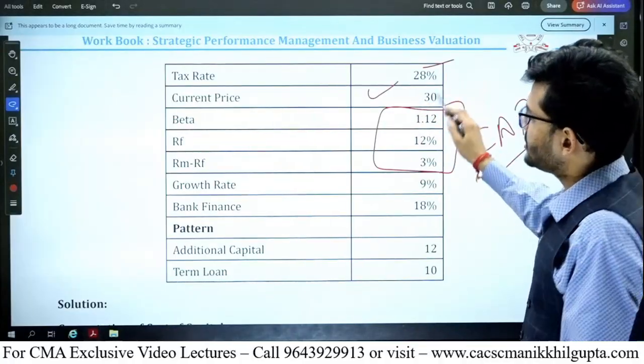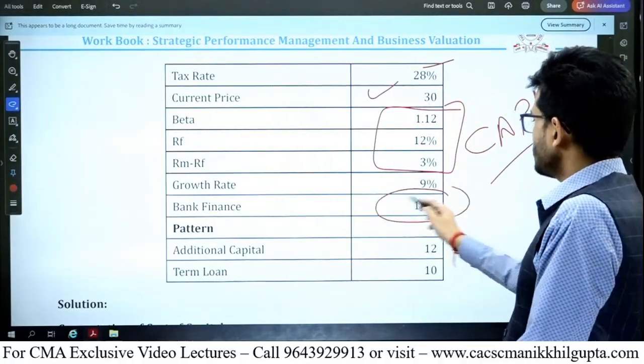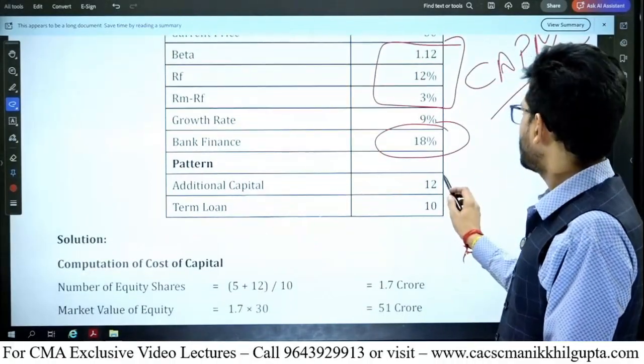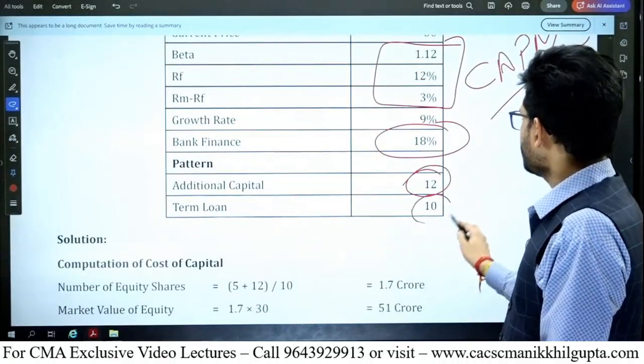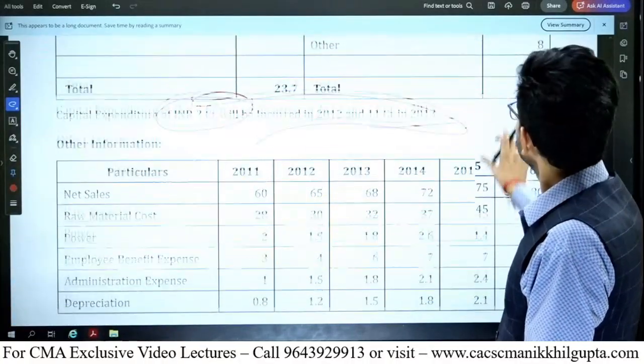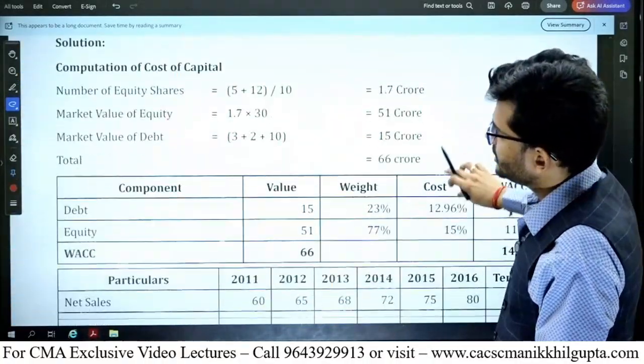Current market price is given to you. Tax rate is given to you. Bank finance, so this is the cost of debt. Cost of debt is given to you. Additional capital is required, 12 crores and 10 crores. Additional capital is also required. Okay, got it.